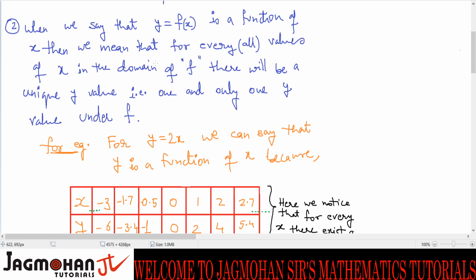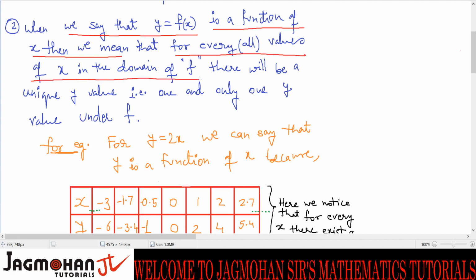So to begin with, here the statement was, when we say that y equals f of x is a function of x, then we mean that for every value of x in the domain of f, there will be a unique y value, that is one and only one y value under f. So here there are two very important points, one star here and one star here.